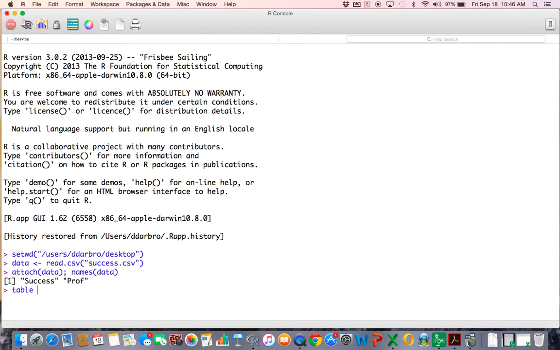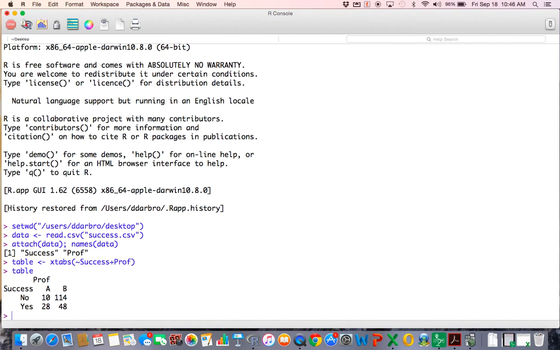All right, gang, let's create the table just as we did before. Hopefully it works out correctly this time. I want success on my rows and prof on my columns. So we can see our table. We get this. Thank goodness. All right, so we have Professor A who has 28 successes and 10 non-successes.